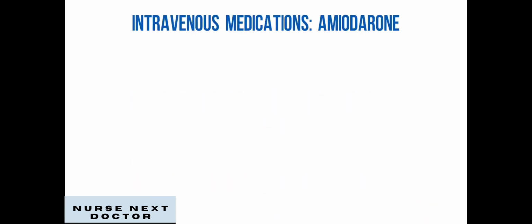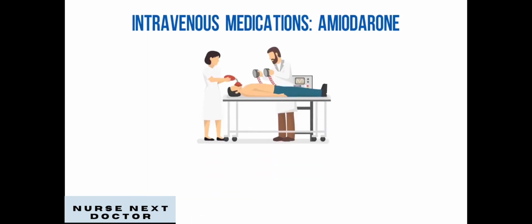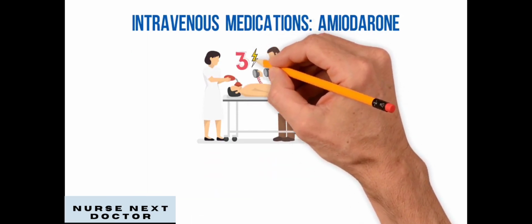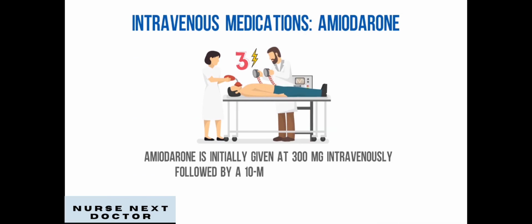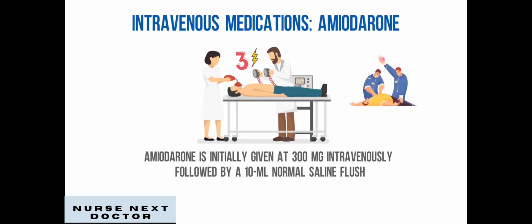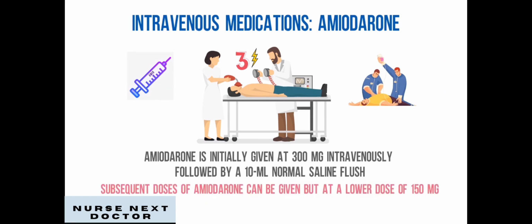Intravenous medications. Amiodarone. If after 3 shocks have been given and the patient remains in a shockable rhythm, amiodarone is initially given at 300 mg intravenously, followed by a 10 ml normal saline flush. Again, elevate the extremity and continue with chest compressions when giving these drugs to facilitate transport to the central circulation. Subsequent doses of amiodarone can be given but at a lower dose of 150 mg.